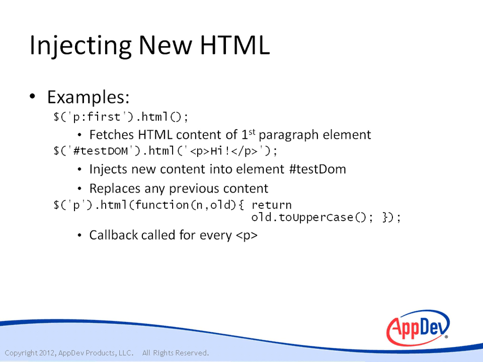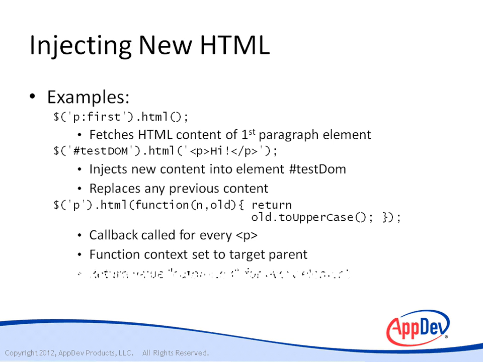This final example of the HTML method uses a function callback. It's passed the index of the element within the DOM and the old content. Whatever this function returns as its value is what is going to be injected into the element. And remember, this callback is called for every single element in the wrapped set, in this case, every p element. The function context is set to the target parent, and the return value can be customized for every element. We can't do that when we call this with a fixed value. Let's go to the browser and actually see this in action.